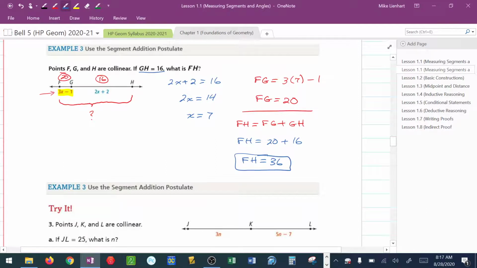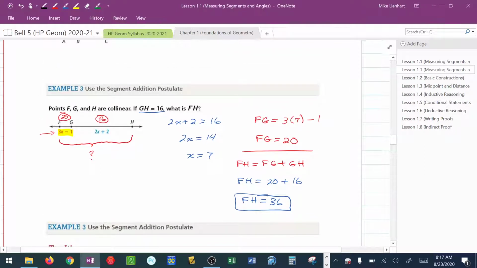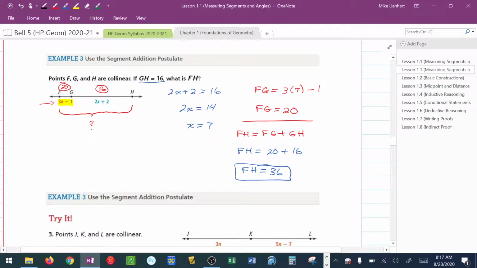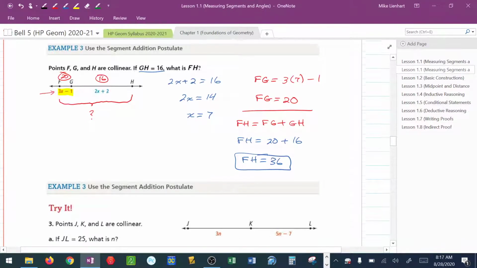One key thing to point out here. Notice how in the picture, FG definitely looks smaller than GH. If you do the arithmetic correctly, we got different measurements. Here's the deal, though. You cannot always rely on what a picture looks like. You have to use things like the segment addition postulate, the properties that we're going to learn.